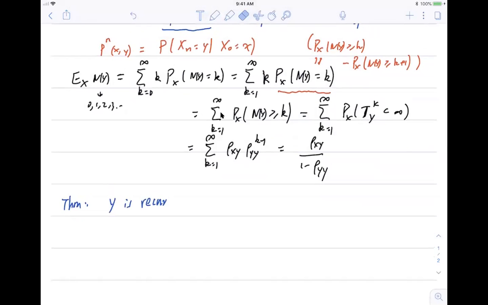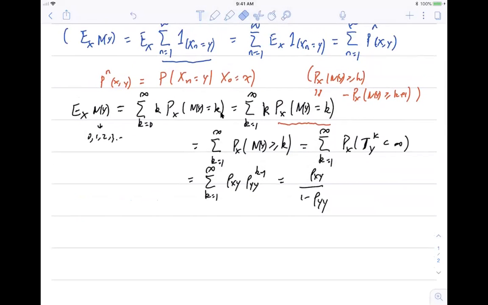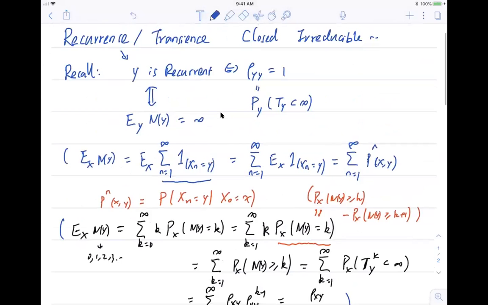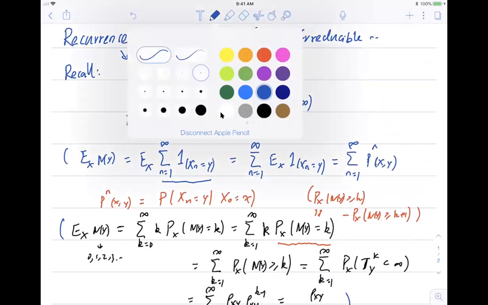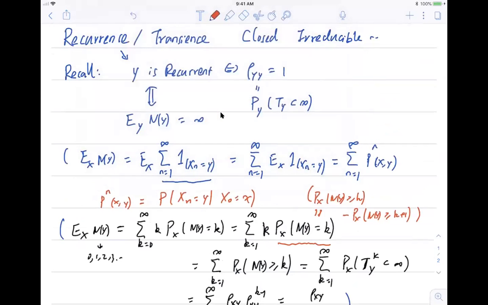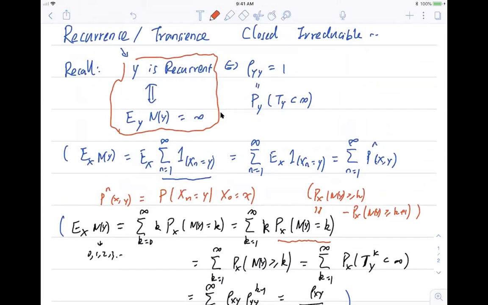So let me go back. Let's not write here. By this computation, we have the following characterization. If y is recurrent, as long as you're starting from y, the expectation of the number of times you visit y is infinite.